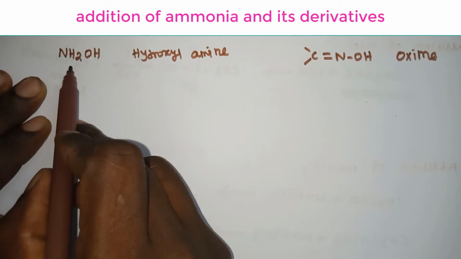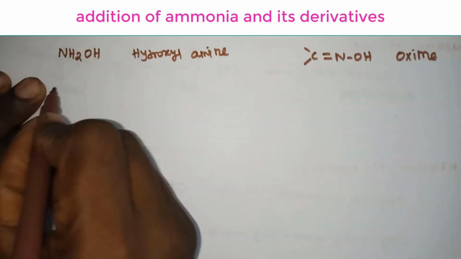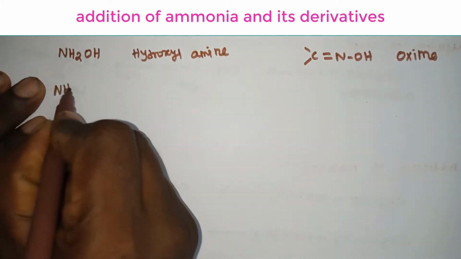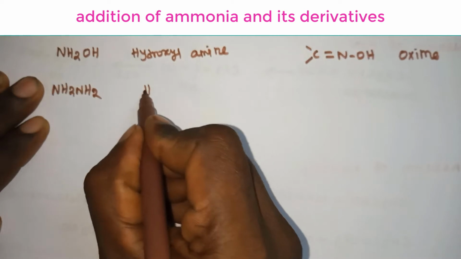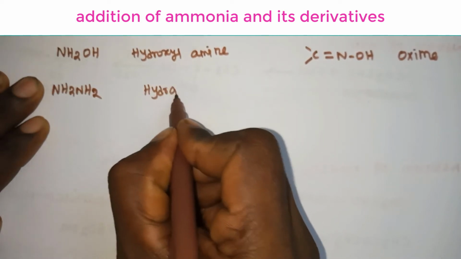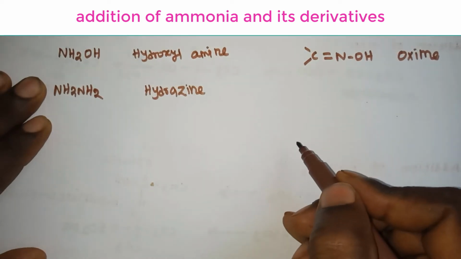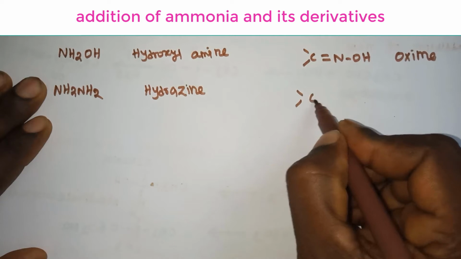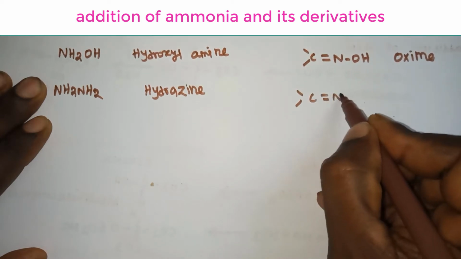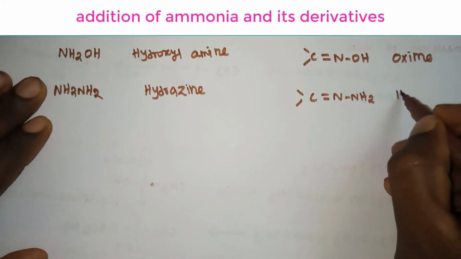Hydroxylamine reacts with a carbonyl compound to form an oxime. Second one, hydrazine, NH2NH2. The name of this compound is hydrazine. Hydrazine reacts with a carbonyl compound to form a hydrazone. The structure of hydrazone is C=N-NH2. The name of this compound is hydrazone.